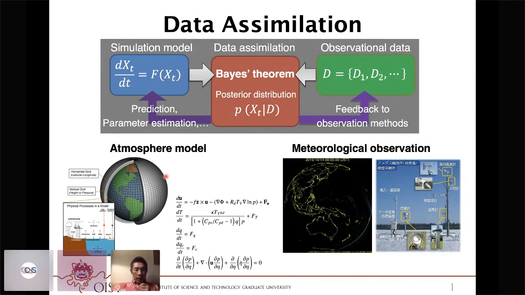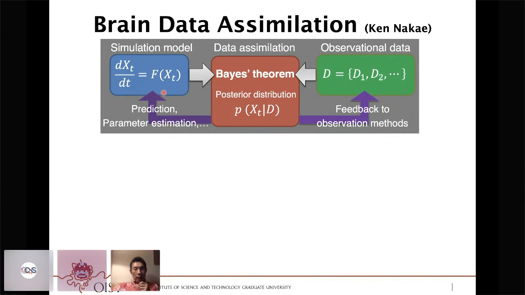People built a very large-scale dynamic model of the atmosphere using some kind of a partial differential equation, and combine them with meteorological observation, either from the satellite or the different equipment on land, and then make a best estimate of the current state of the atmosphere and use them for the prediction of the weather several hours later or several days later. Right? And my colleague Ken Nakae proposed to use the same framework for the brain.